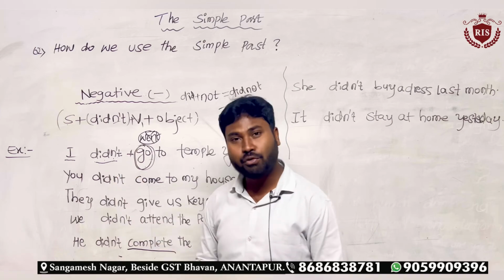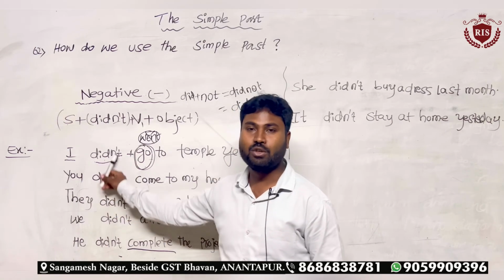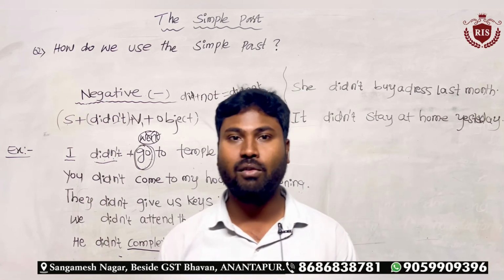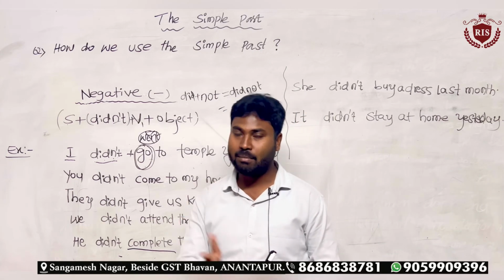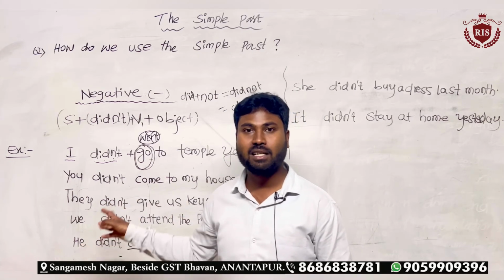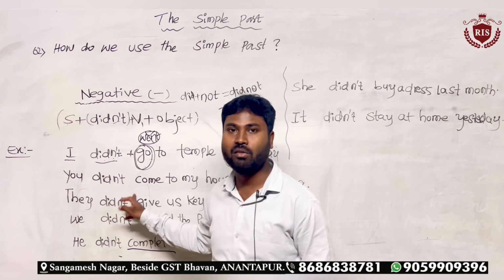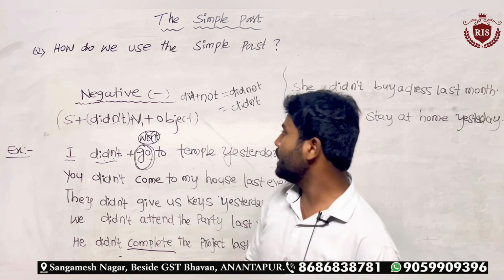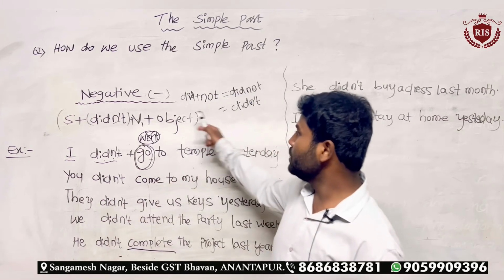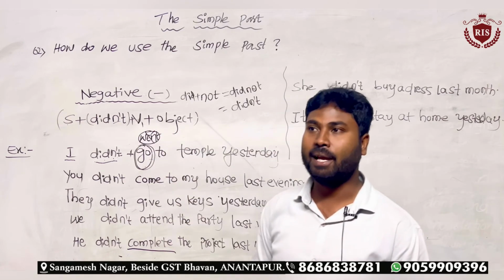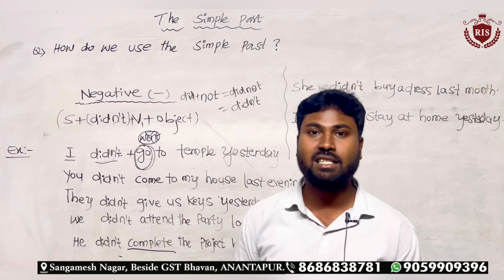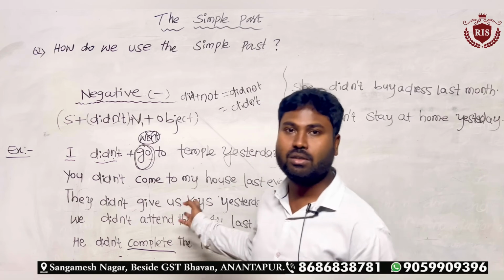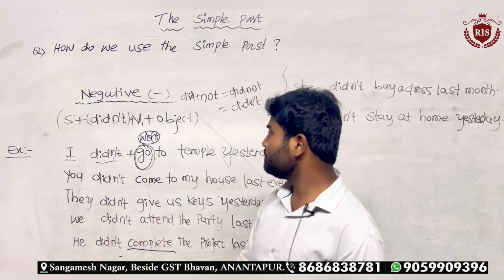But when it comes to the negative form, after the subject there should be the auxiliary didn't. After the auxiliary, immediately there should be the infinitive form of the verb, not the V2 form, I mean the simple past form of the verb. We use only the infinitive form of the verb after the auxiliary didn't in negative sentences. Do remember, don't commit mistakes. I hope everyone has understood. So by using this formula, you can frame as many negative sentences as you can on your own.